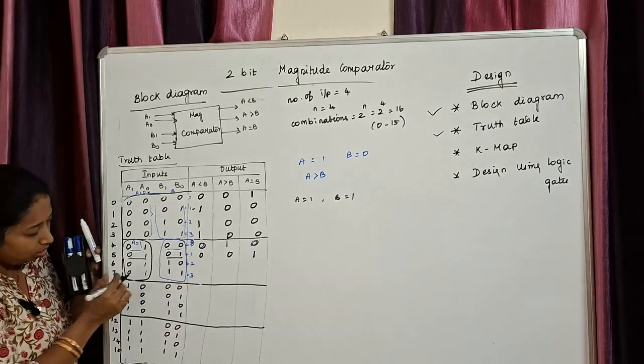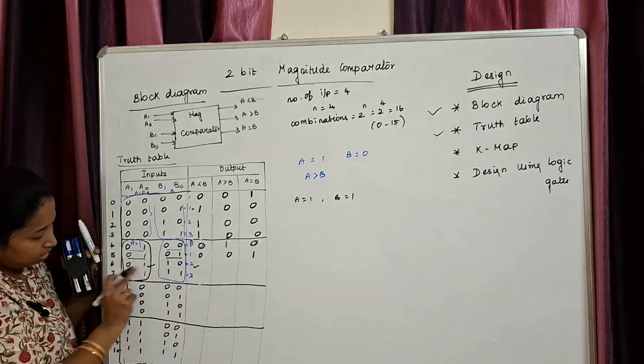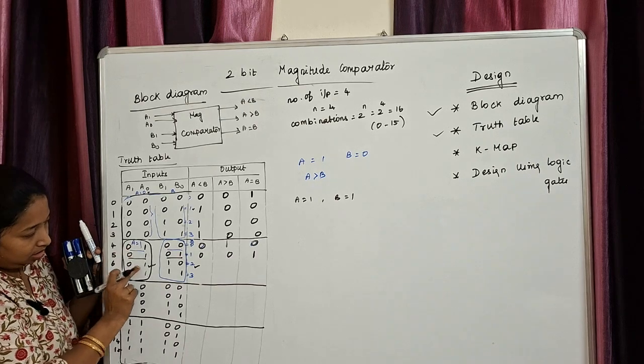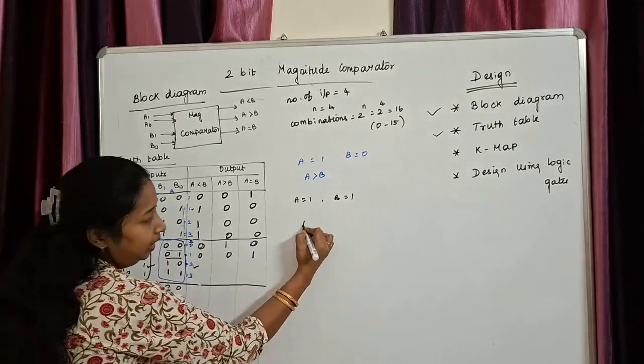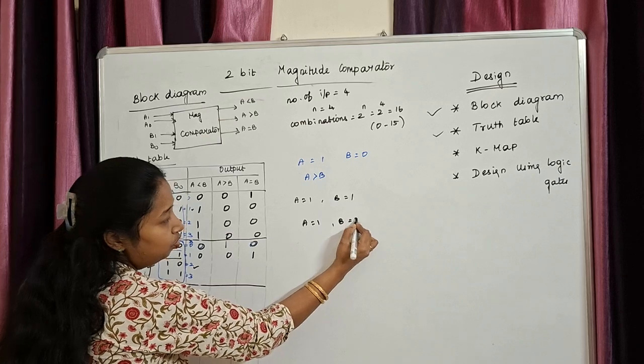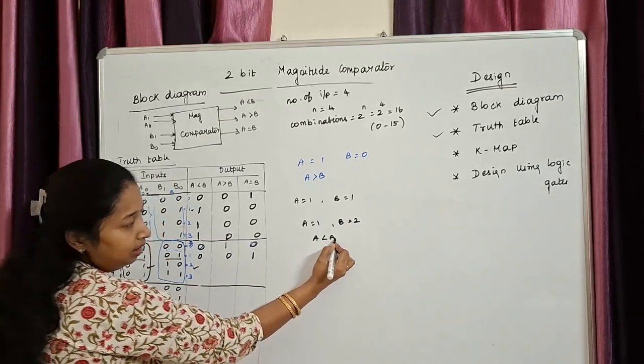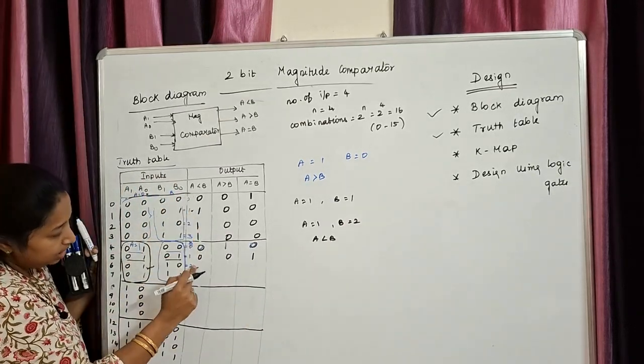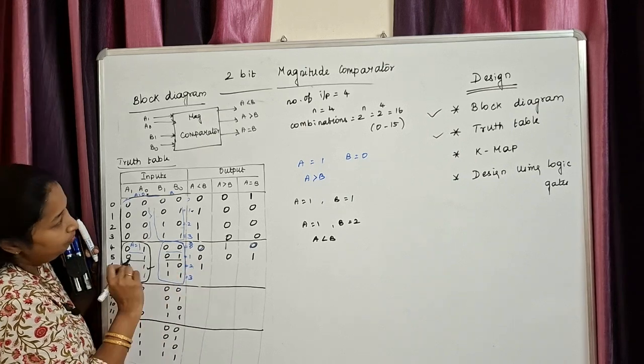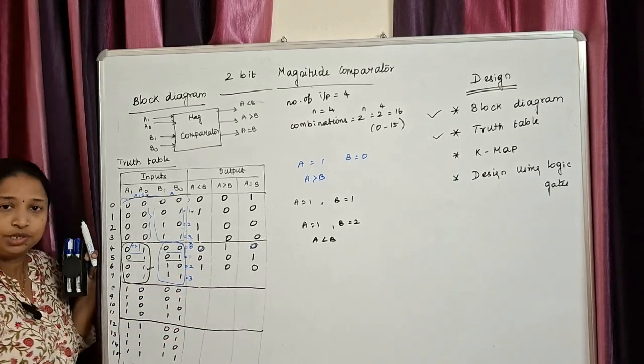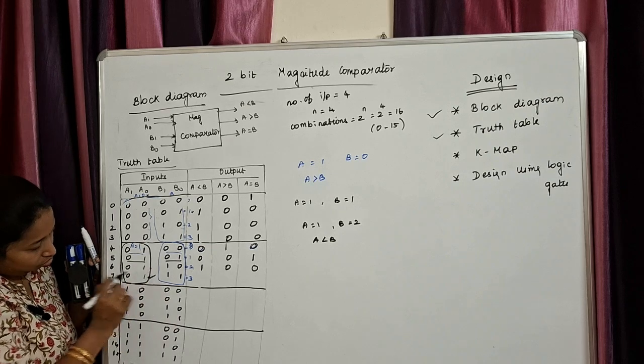Is it clear? Now, check for this particular combination. For this particular combination, A is 1 and B is 2. What does it mean? A is less than B. Right? So wherever A is less than B, against that you'll put a 1. And for the other conditions, you'll mention 0.